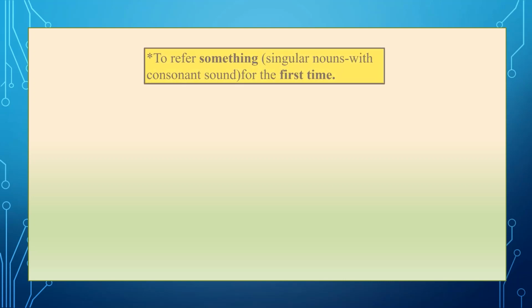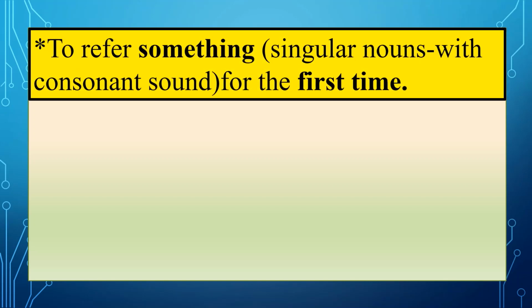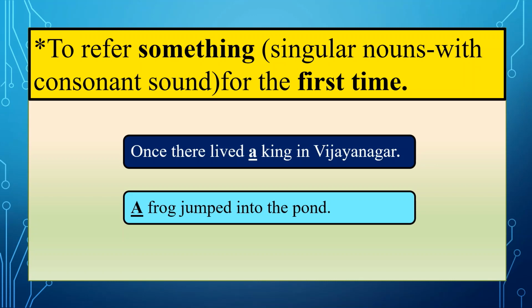We use a to refer to something, that is, singular nouns with consonant sound, for the first time. For example, once there lived a king in Vijayanagar. A frog jumped into the pond.